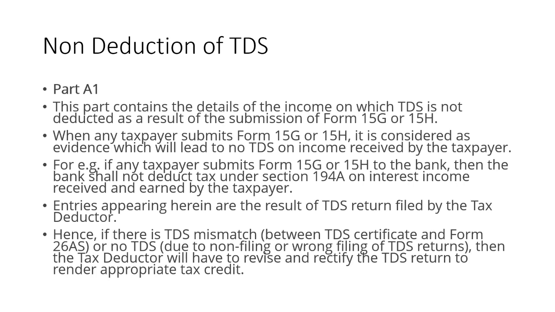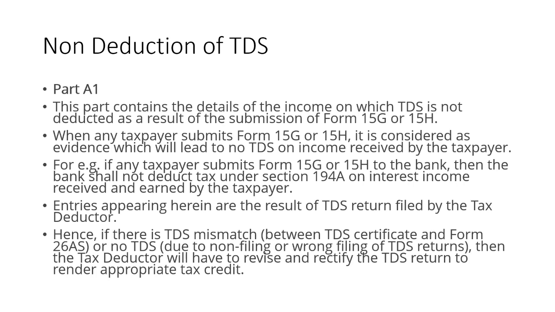The bank deducts tax at the rate of 10% on the interest paid on deposits. But the people do not have any other income. And if the total income is less than 2.5 lakhs, or 3 lakhs in case of a senior citizen, they have a provision to file Form 15G or 15H so that tax is not deducted.